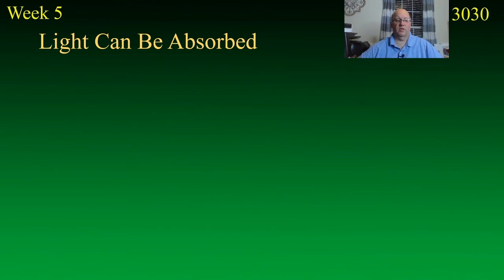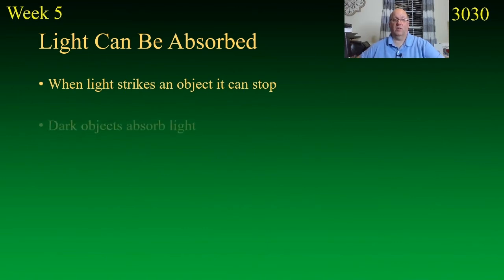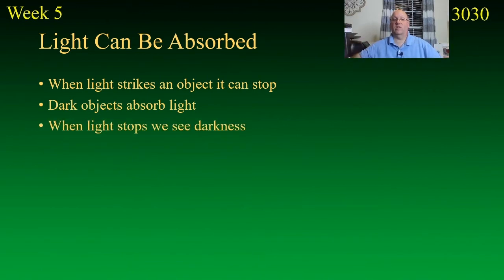So what sorts of objects do that? Objects that are dark, something that is black, will absorb light. And the way that you can tell is the light hits this and it just stops coming. It doesn't really bounce off, or not much of it bounces off. And so it absorbs more light than it bounces off. So when light strikes an object, it can stop. Dark objects absorb light. And when light stops, we see darkness, which is not always absolute, meaning that they do have this material which supposedly absorbs all light, which basically makes it, for all practical purposes, invisible.